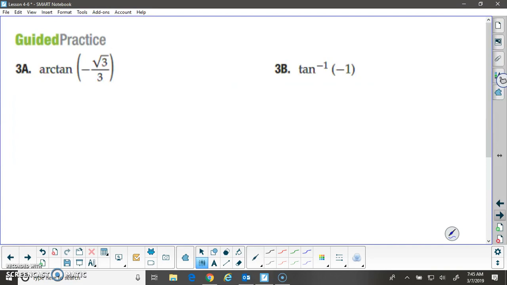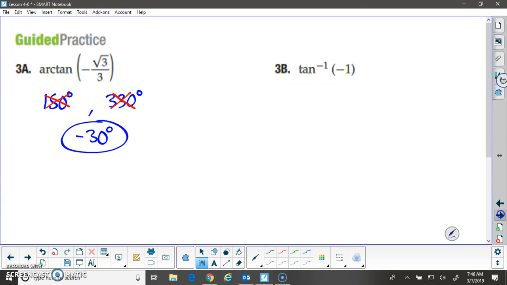Arctangent of -√3/3 would be equal to 150 degrees and also 330 degrees. Neither of those answers is acceptable because our answer has to be between -90 and +90. So we come up with a coterminal angle, which would be -30 degrees.